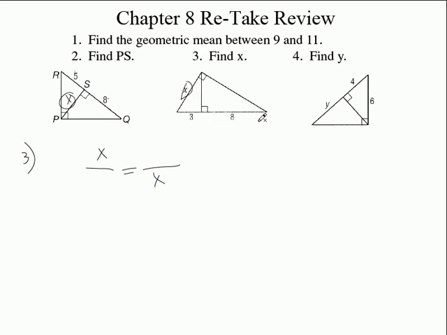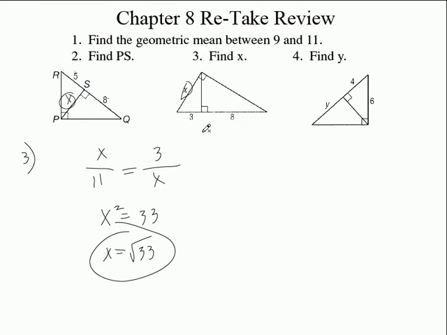What is the whole thing? 11. It's 11, right? And the segment of that hypotenuse that's adjacent to the side, or the little piece that's next to the x. Do you see it? And what is that, obviously? It's 3. Cross multiply, x squared is 33, and x is the square root of 33. You couldn't simplify that anyway. You just keep it like that.